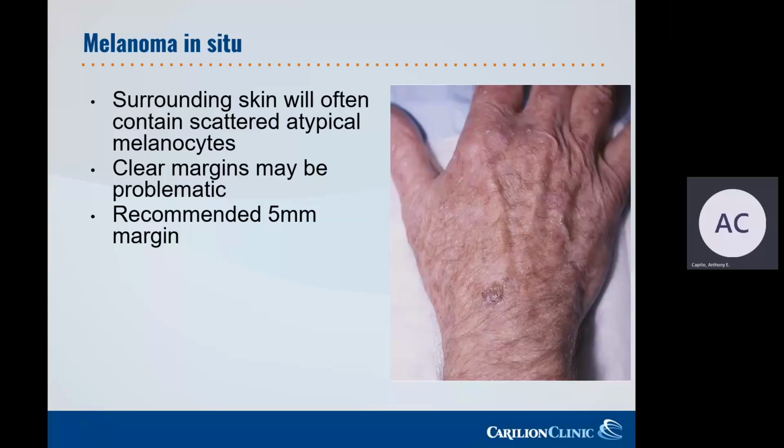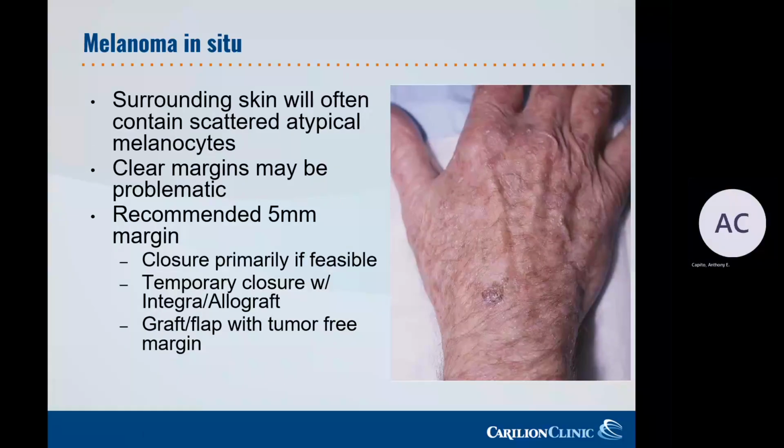The recommended margin for melanoma in situ is 5 millimeters. There has been a large retrospective study saying that 8 millimeters has a higher risk of complete cure. So if you have an area where you can still get primary closure, you may want to consider 8 millimeters to start out with for melanoma in situ, to ensure that you have a complete negative margin and avoid subsequent re-excisions. Remember to orient your ellipse longitudinally. You can also do a temporary closure with Integra or allograft if you're planning on skin grafting for melanoma in situ, to ensure correct margins.